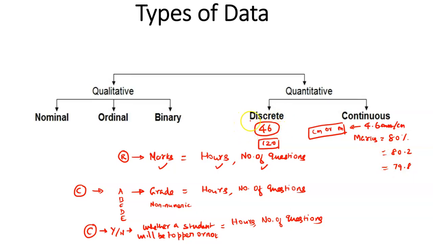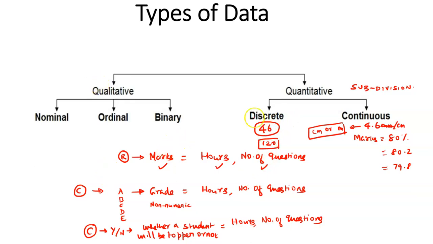I cannot represent this as 46.1 or 45.9 kind of number. That is, it cannot be subdivided. That is the key terminology you need to use. Can I subdivide this measure? If yes, it is continuous. If it cannot be subdivided further, then it is known as discrete data. Now let's come to qualitative.